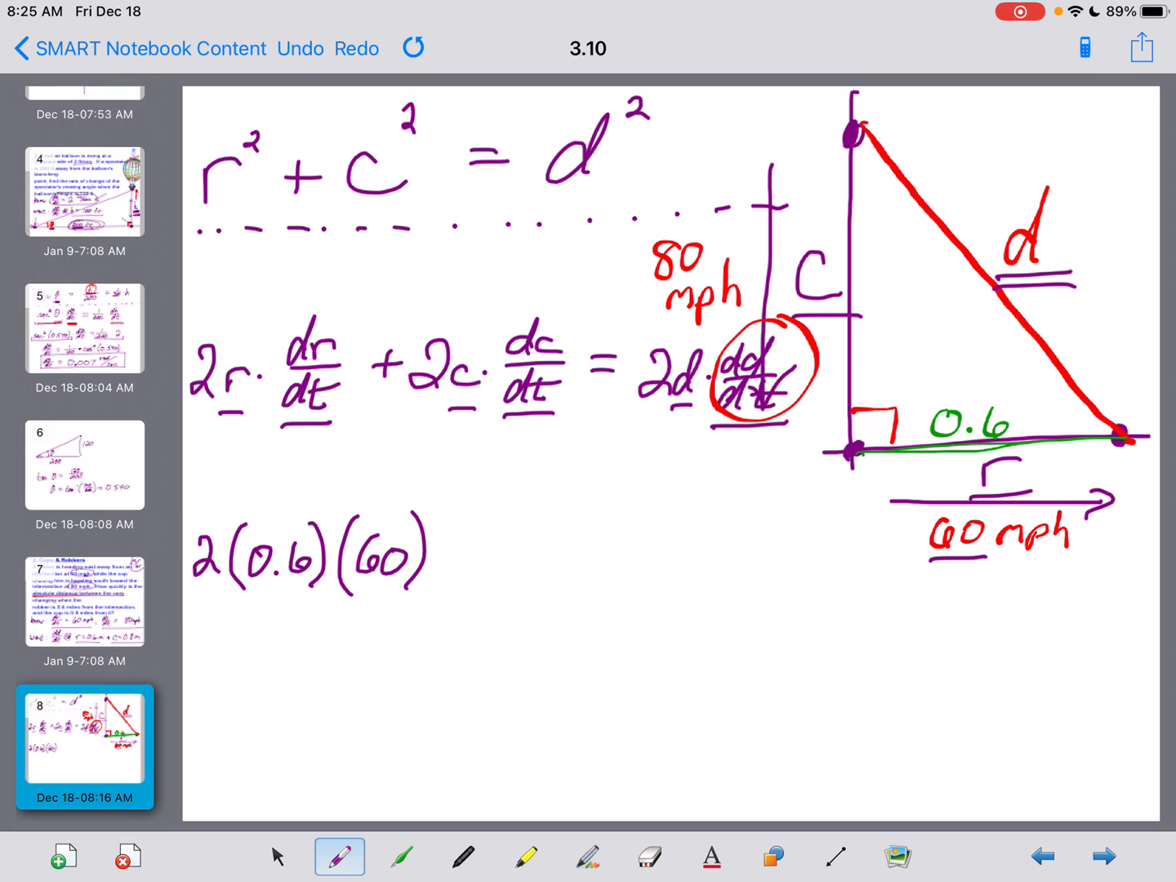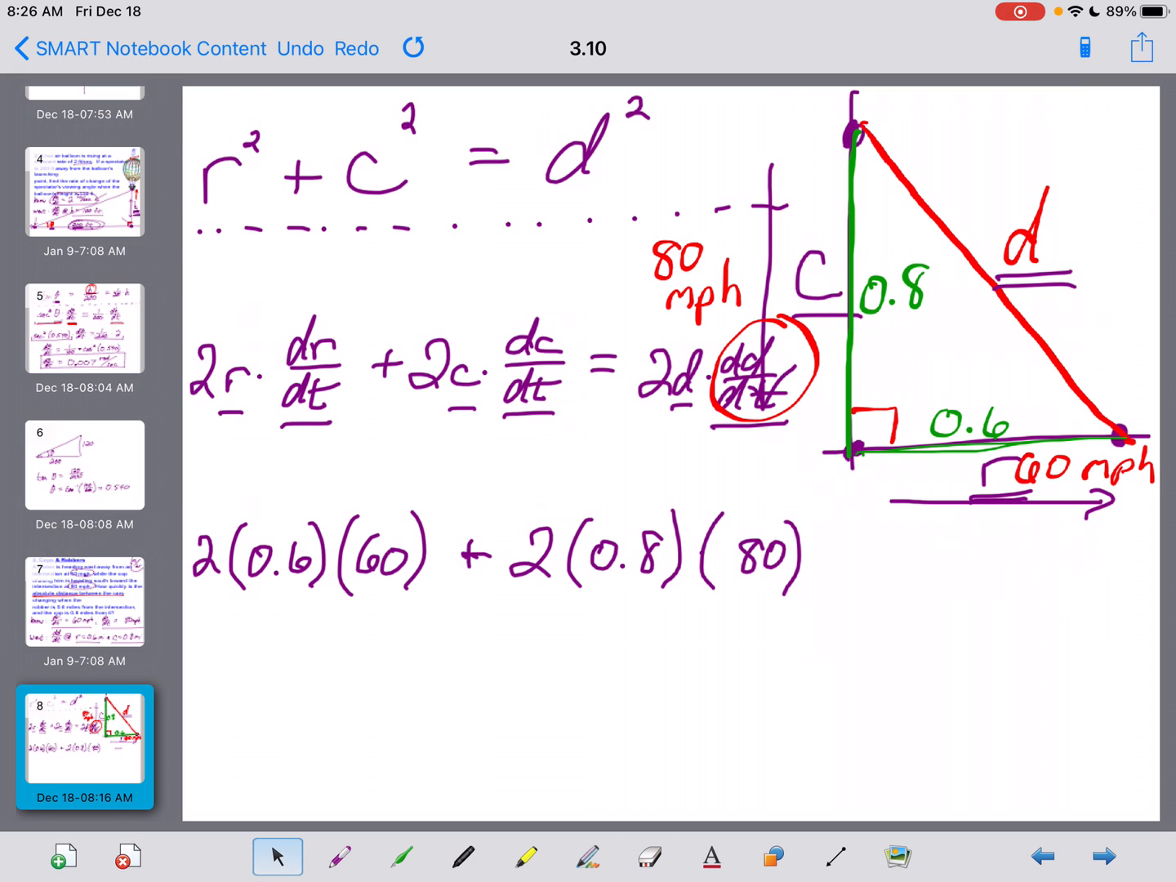So that's dr dt. Plus, let's keep going now, 2 times, all right, where are we now? C, the distance from the cop to the intersection right here at the moment in question is 0.8 miles. And once more, it's okay to now use a time-specific value like 0.8 because we've already differentiated. And the dc dt, the rate at which the cop's distance is changing, that is going to be 80 miles per hour. And I think right now, guys, I got to get rid of some of this junk that I drew over here because there's not room for it. Okay, we'll do that. Okay, so that's the left side.